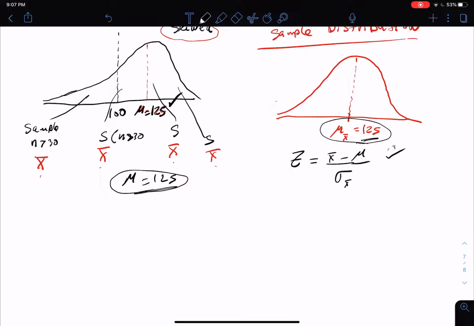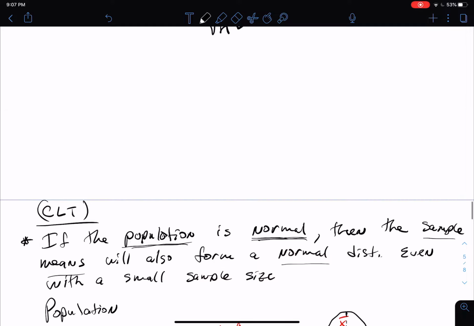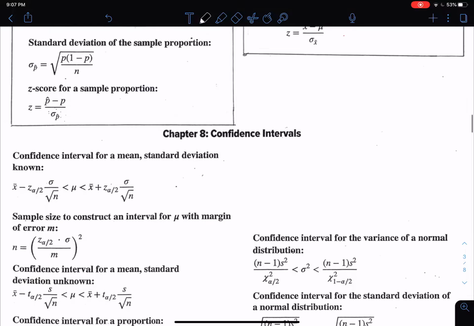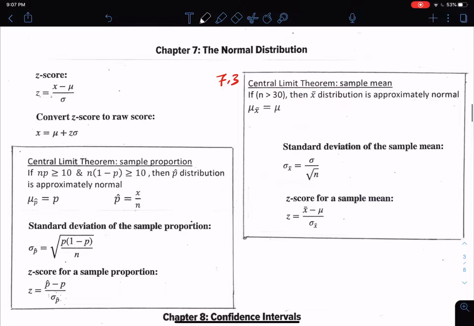I just said it, but we know that the mean of our sample means is the same as the population mean. We also know that the standard deviation of the sample means is going to be equal to the population standard deviation divided by the square root of the sample size, okay? All this stuff I have for you back here, nicely organized, on this formula sheet for 7.3, okay?